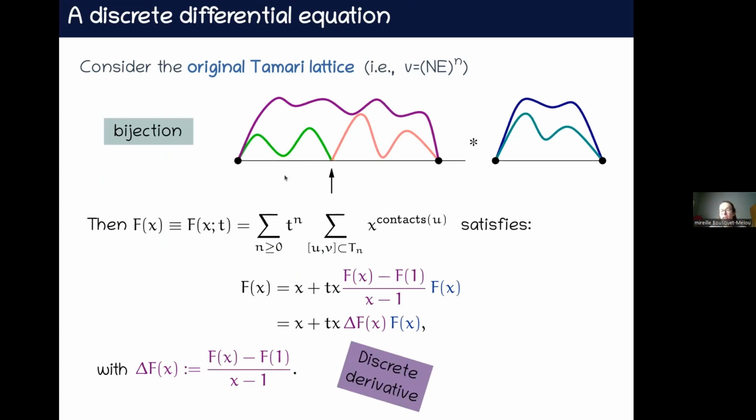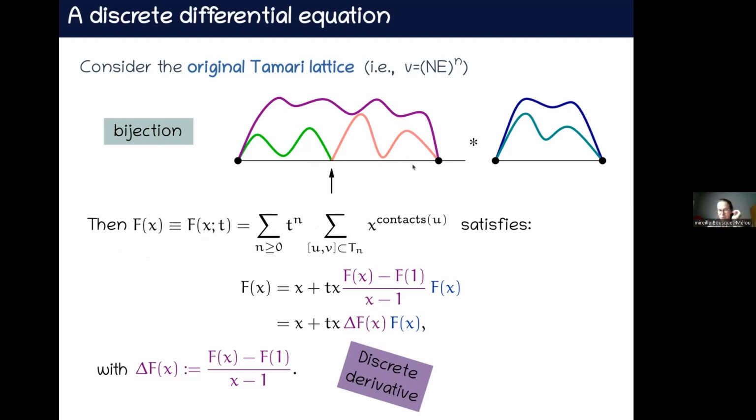And so this is what we did. So we have now a generating function that depends on two variables, x and t. So the t records the length, or the half length of the paths. And then for every interval uv in the Tamari lattice T_n, you have an additional weight, x, to the number of contacts that the bottom path has.